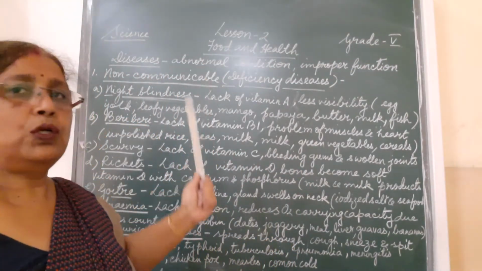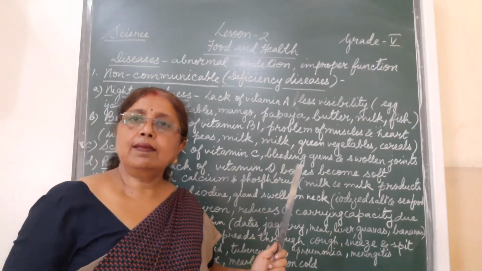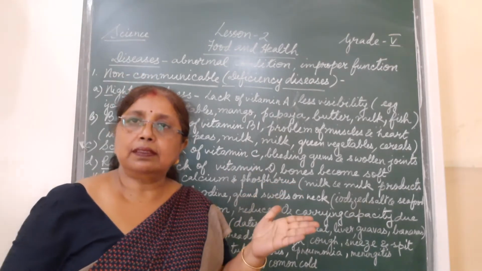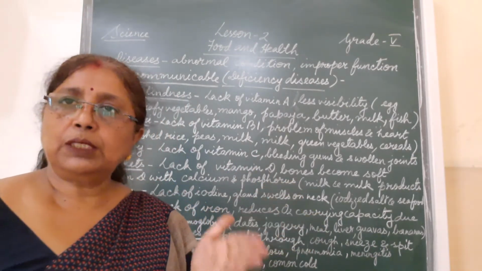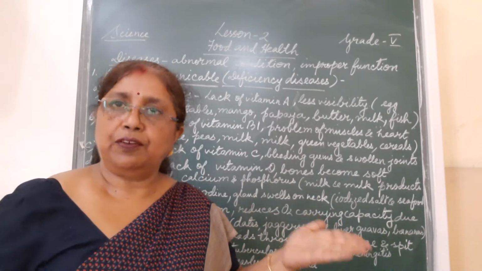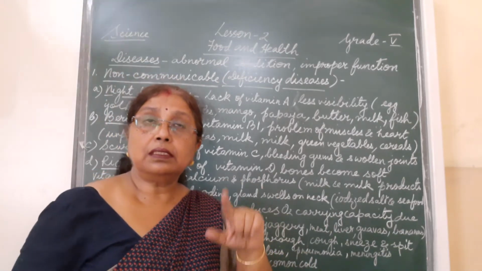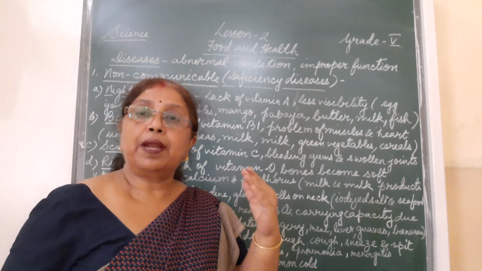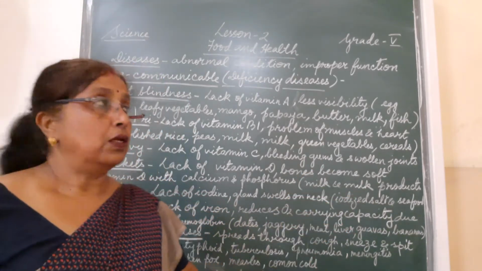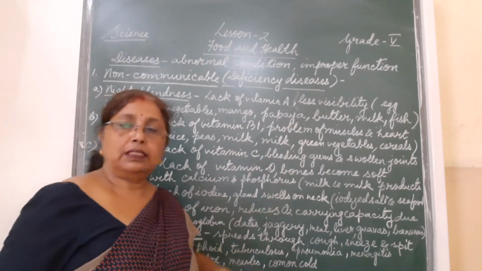Now, there are two types of diseases, non-communicable diseases and communicable diseases. Non-communicable diseases means the diseases cannot spread from one person to another person. The reasons are different. Communicable diseases means the diseases can spread from one person to another person very easily. Non-communicable diseases are also called deficiency diseases.